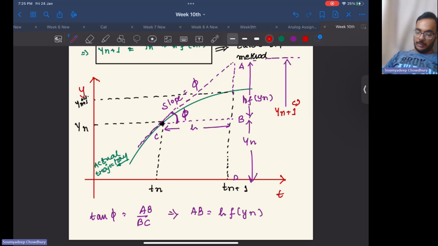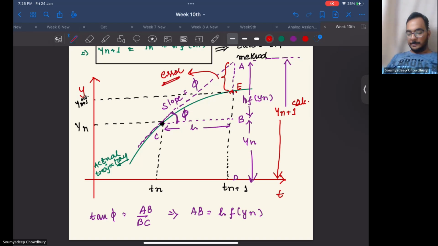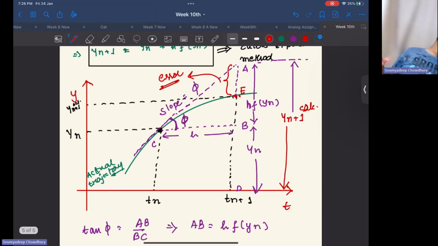This is calculated, remember. This is not the actual thing. Now the actual thing was up to this point, right? Now this part, let me name this point E. So this part AE is basically your error. So is it clear to you? I think it should be clear. Once again, I'll describe this. Just give me a moment. Five minutes. I'll continue.